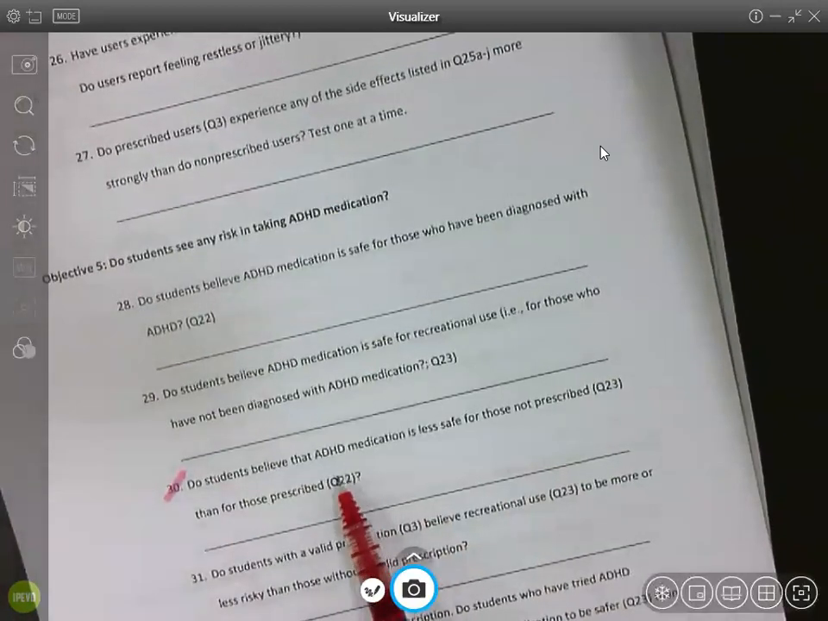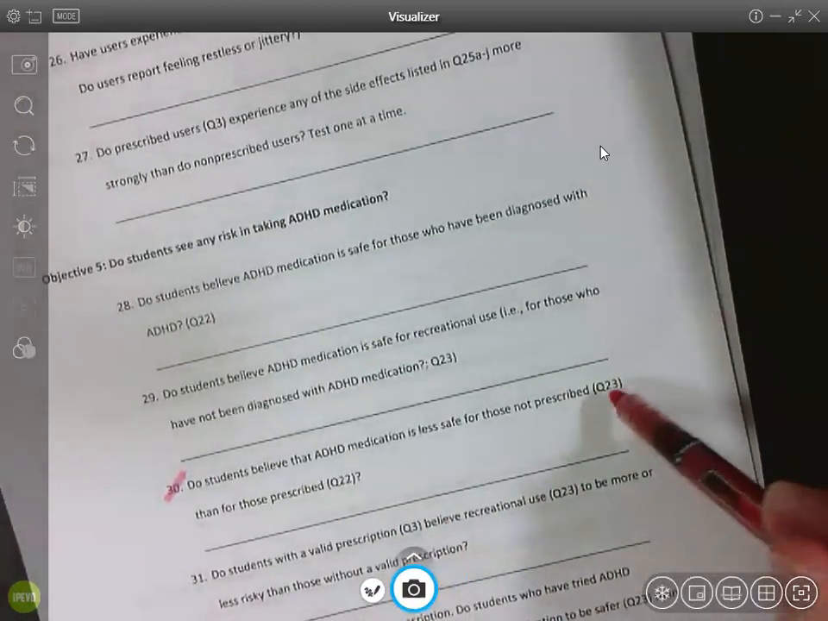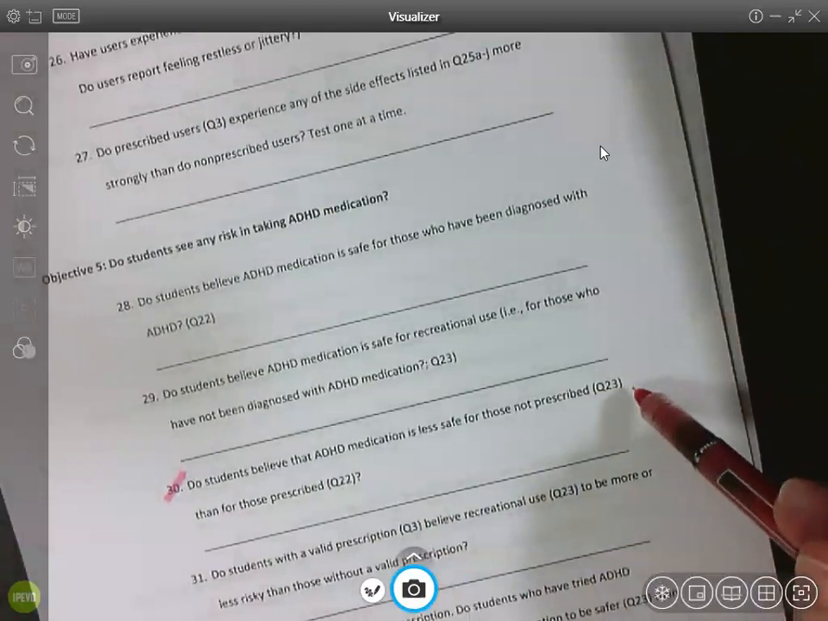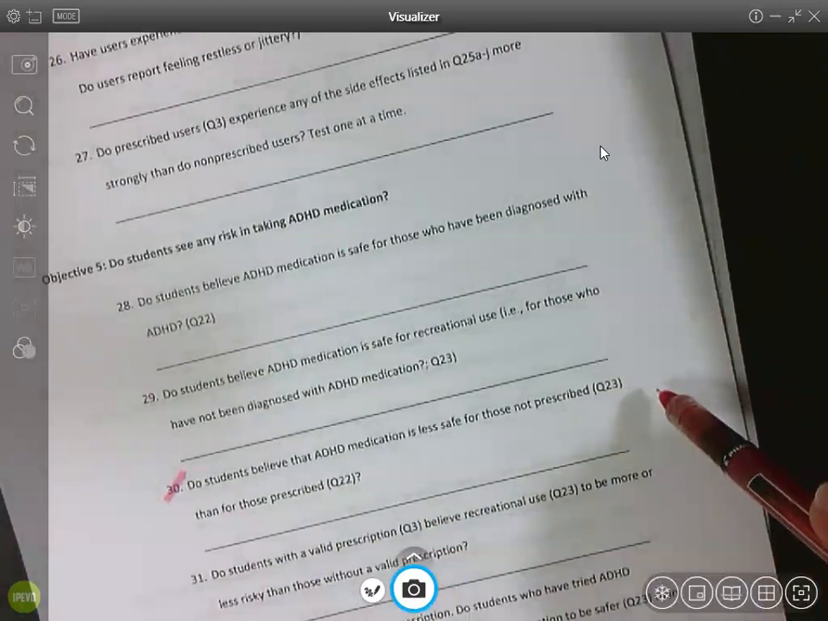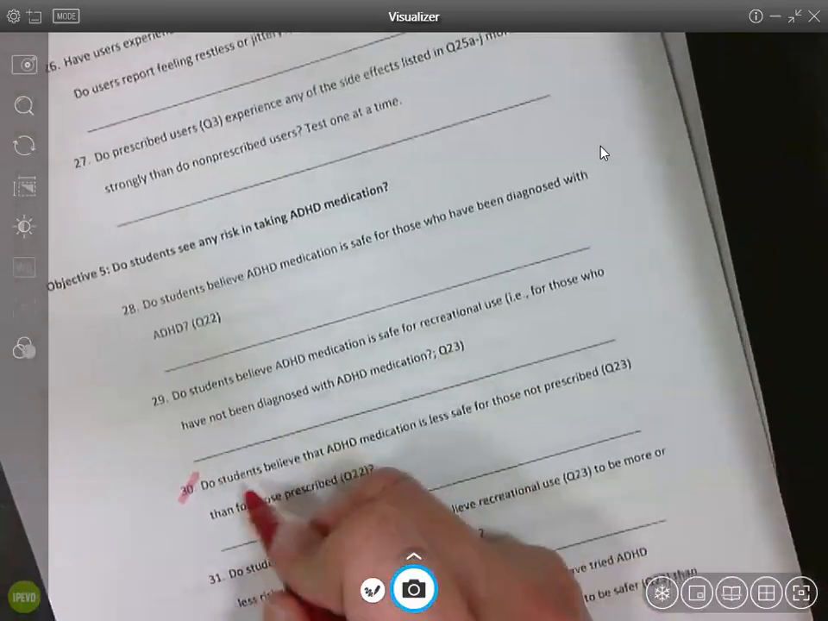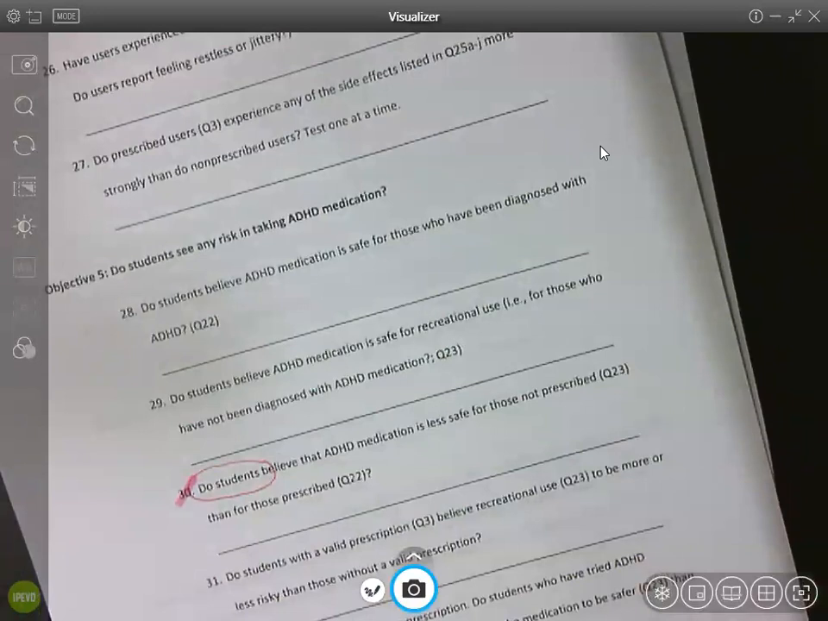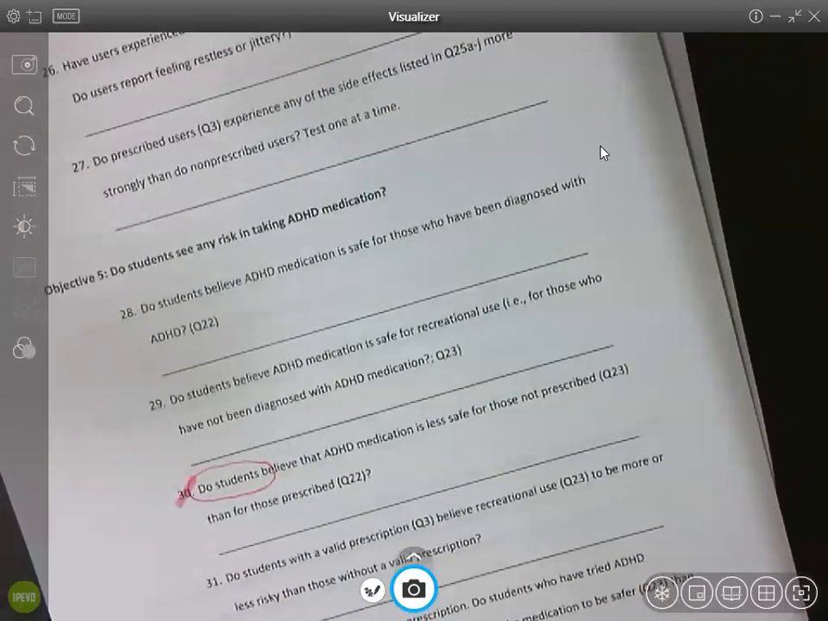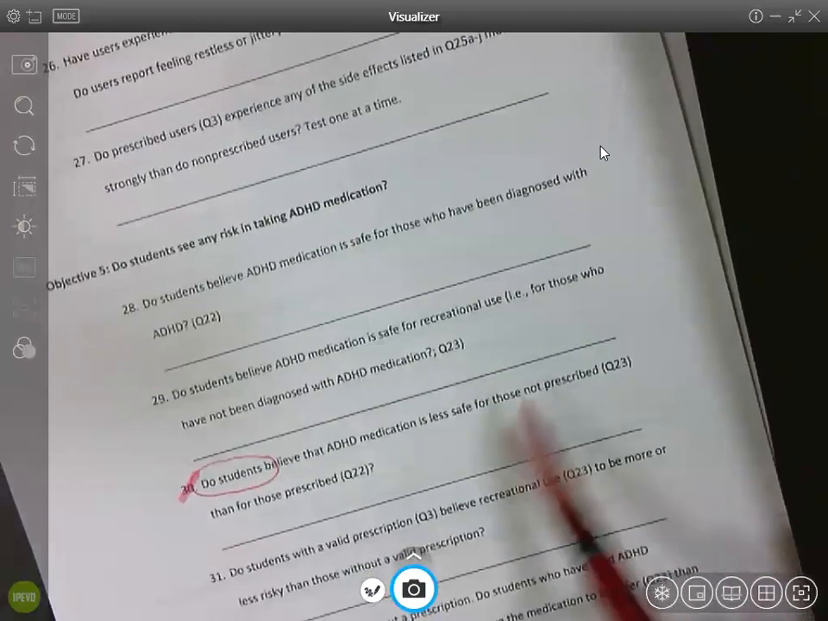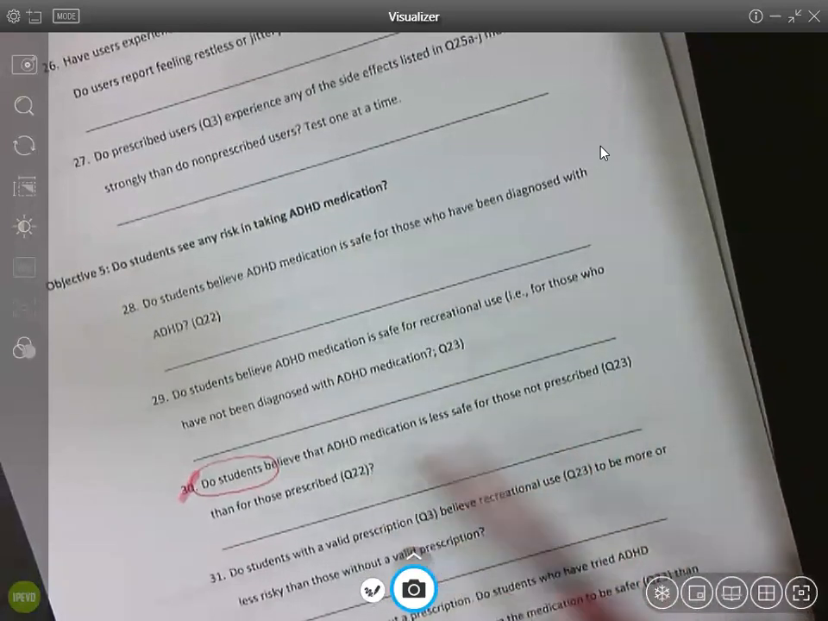All right, so this one, we ask ourselves, is this asking me to divide my sample into groups? I'll pause while you think about it. No. And the way we know no is because it just says do students. It's not asking about different types of students. It's just saying do students, all of them. Do they think that ADHD medication is less safe for those not prescribed than for those prescribed?